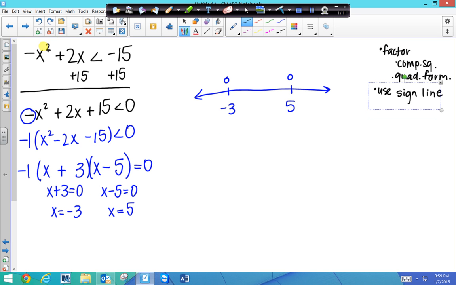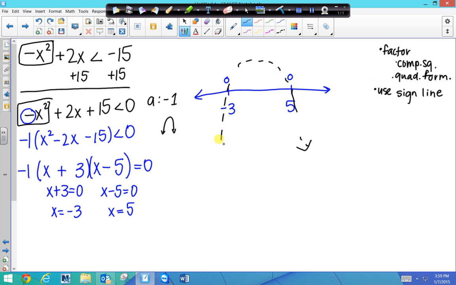Now your A value, you need to go back to the beginning for this one. You could look at it at either of these steps. Your A is -1. That means that your graph is going to face down. So we're going to put in our imaginary parabola right here to help us figure out what our sign should be. So to the left of -3, our graph is below the line right here, which means that it is negative. Between -3 and 5, our graph is above the line, which means that those are positive values. And after 5, it goes back down below, so it's negative again.